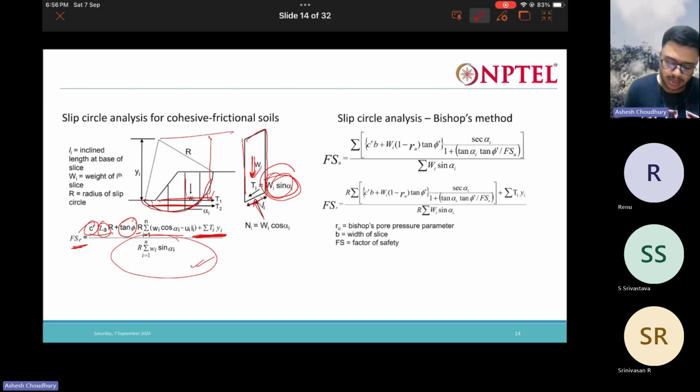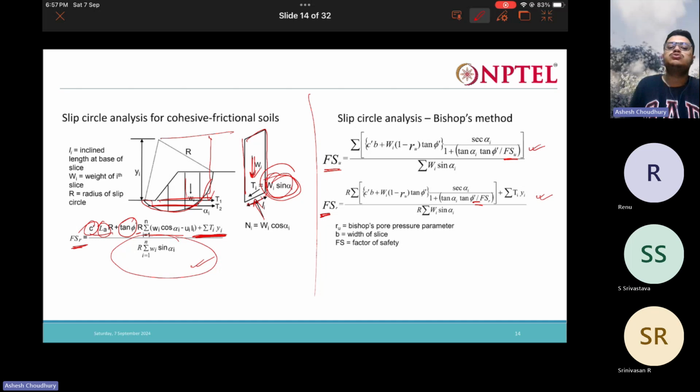One more thing we can follow is slip circle analysis using Bishop's method. In Bishop's method, these are the expressions given for the unreinforced soil and for the reinforced soil. Here you can see you have the factor of safety term on both sides.